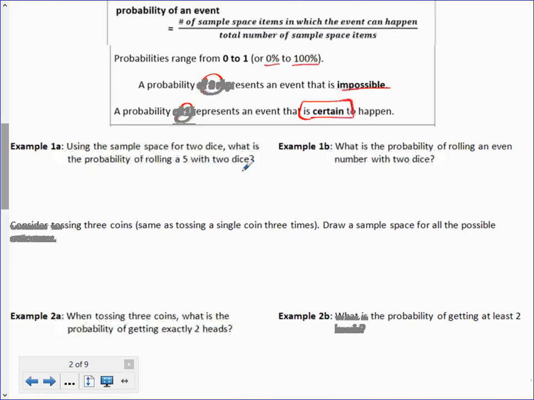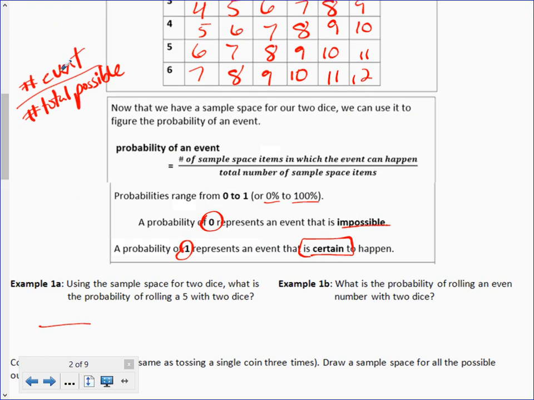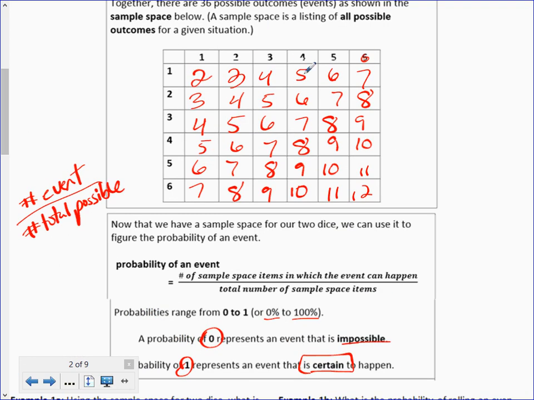So here's some examples. What is the probability of rolling a 5 with 2 dice? All you want to know is how many 5s are there and how many total possible events are there. So how many 5s are there? There are 1, 2, 3, 4 5s. There's 4 ways you can roll a 5.